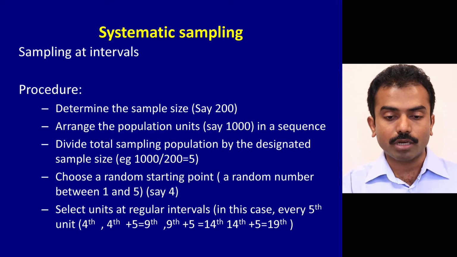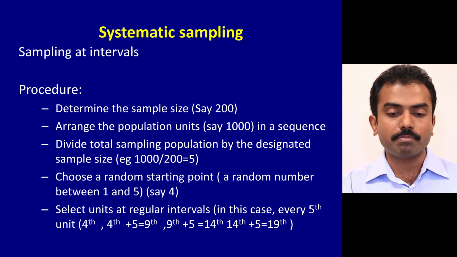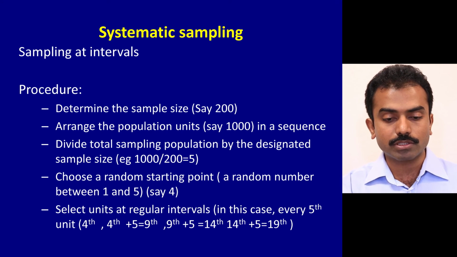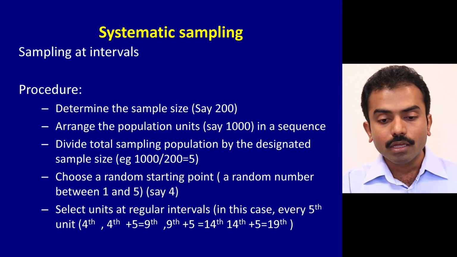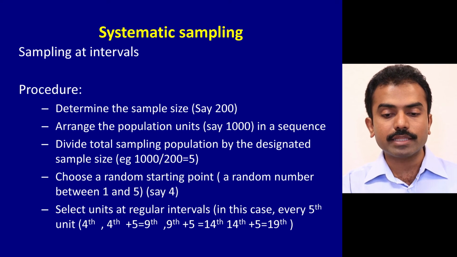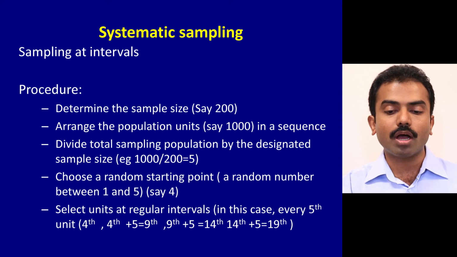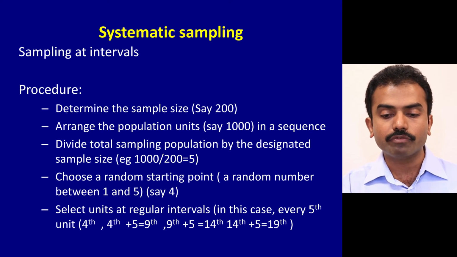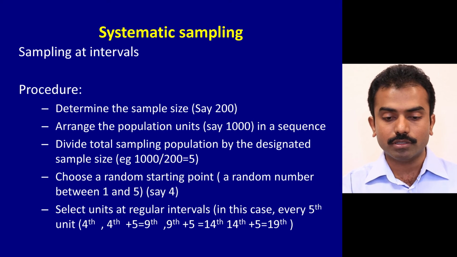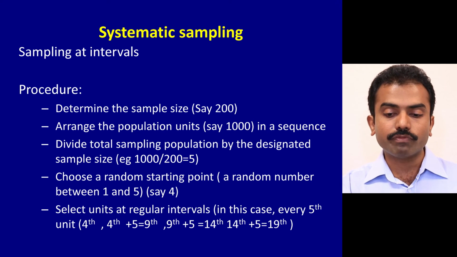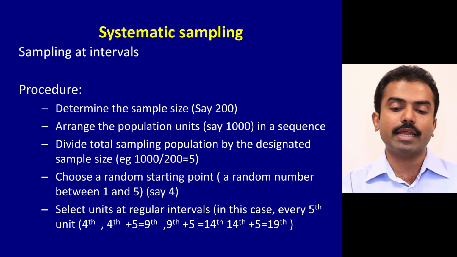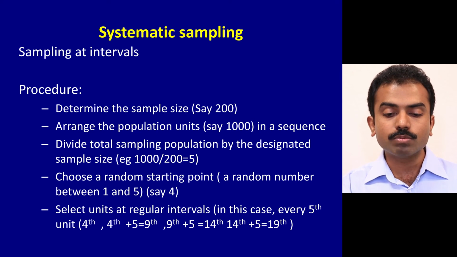Let's look at the next one. What is systematic random sampling? This is sampling at intervals. How do we do this? Let's assume we have to draw a sample of 200 from a population of, let's say, 1000. How do we do that? First of all, we divide the total population by the designated sample size, and this will give us the sampling interval.